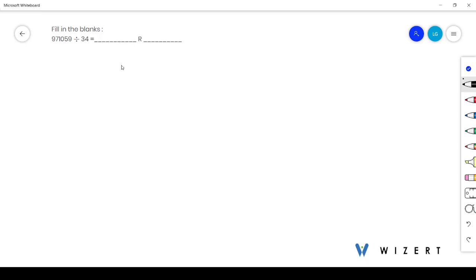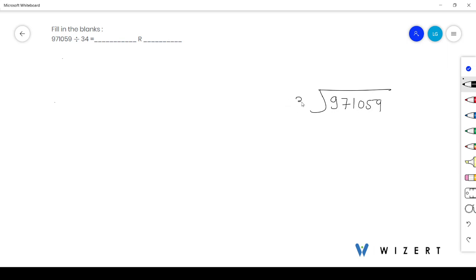Our question is fill in the blanks, and we have given 971,059 divided by 34. We have to find that division. So to find this, let us do long division.